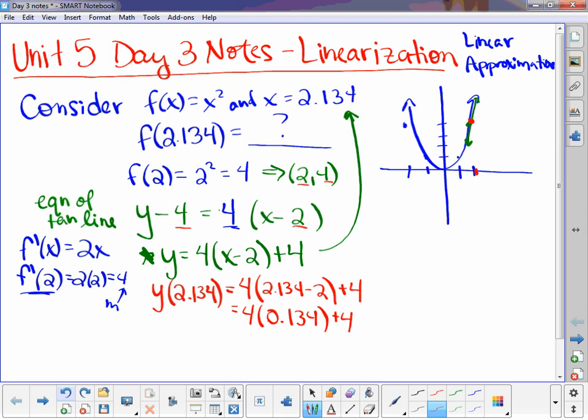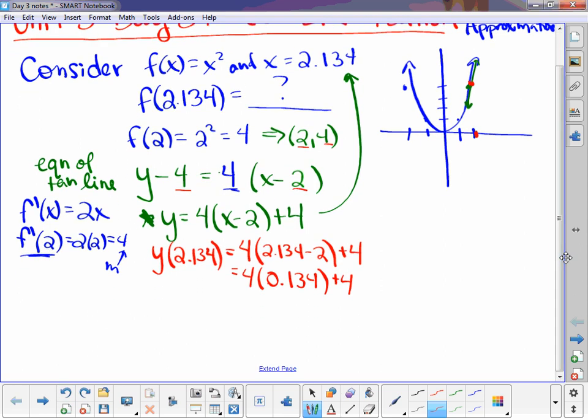Plus 4. And you know, we have to multiply by a decimal, but this actually isn't too bad. So 4 times 4 is 16, carry the 1. 4 times 3 is 12, plus 1 is 13, carry the 1. 4 times 1 is 4, plus 1 is 5. 4. And so we get that our approximate value would be 4.536. So that's the actual value on the tangent line. This height here is actually 4.536. But that's going to be our approximation for what's the value on our curve of f of x.